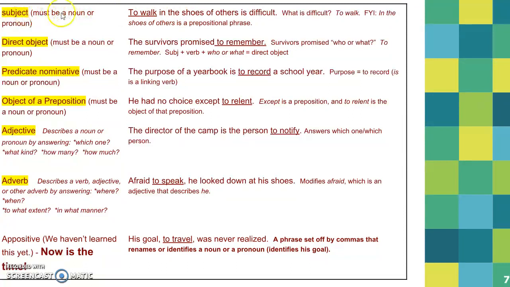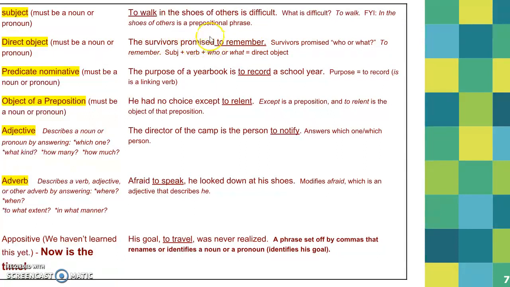It says, subject, to walk in the shoes of others is difficult. What is difficult? To walk is. So therefore, this is the subject of this sentence. In the shoes of others is a prepositional phrase, so we would mark that out if we were labeling this. So you just have subject, is difficult. So helping verb, action. Direct object, the survivors promised to remember.